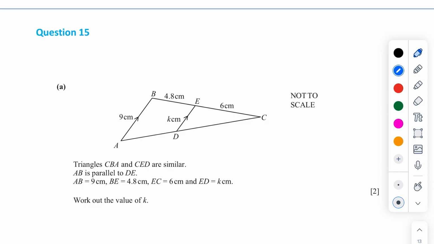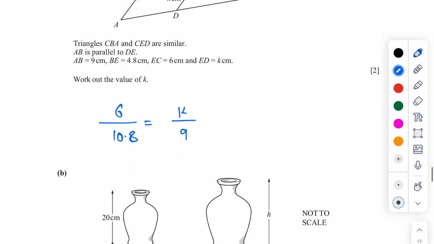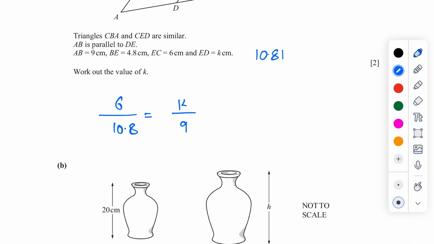Next question. Question number 15. Triangles are similar. Work out the value of K. So I take the same thing. This is 6 divided by total 10.8 equals K divided by 9. Base upon base. The ratio of the corresponding sides should be the same. 6 divided by 6 plus 4.8 is 10.8. K divided by 9. So what do I get from that? 10.8 K equals 9 times 6, which is 54. So K equals 54 divided by 10.8, which is nothing but how much? 5 centimeters.